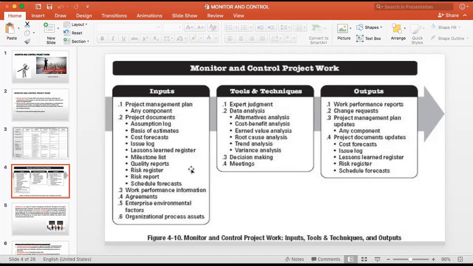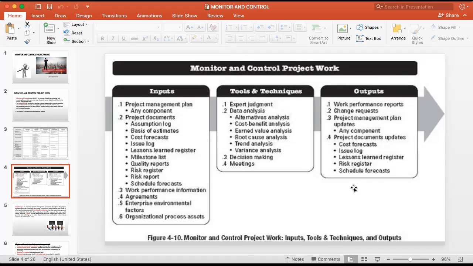So we can now finally see what you do. After doing this one, your main idea is to develop the work performance report. The work performance report is the main output of this process.